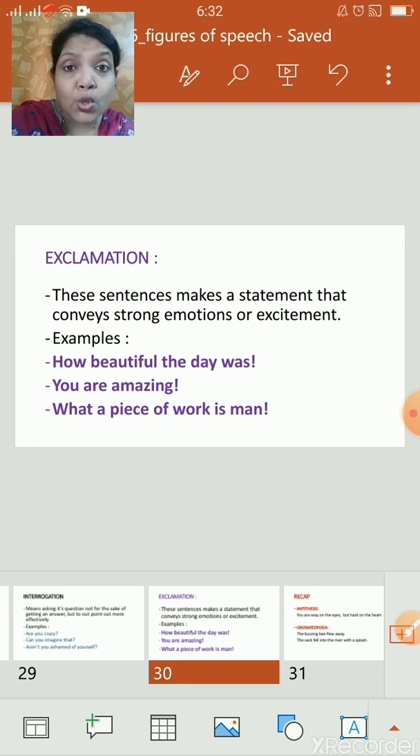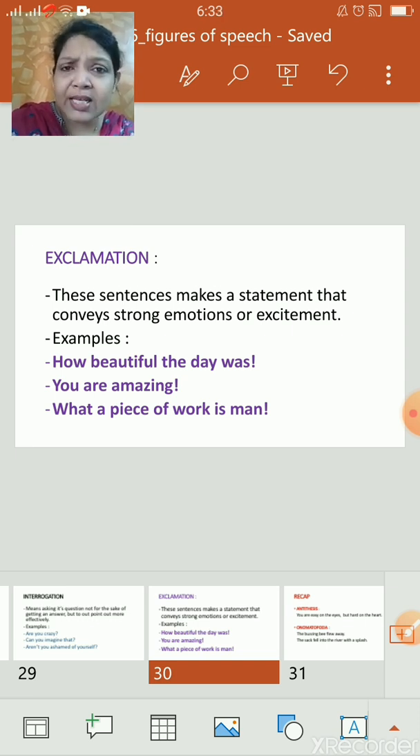Then the next is, you are amazing. Yes, it's again an expression to say that, wow, you are amazing. Next one, what a piece of work is man. So, if you go through these sentences, children, you will come to know that in each and every sentence we have specified some kind of emotions and feelings.